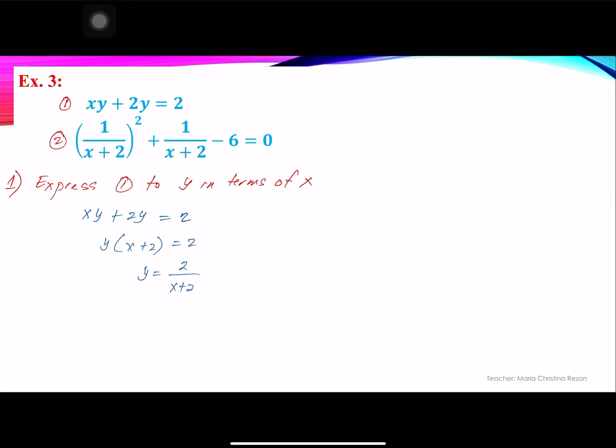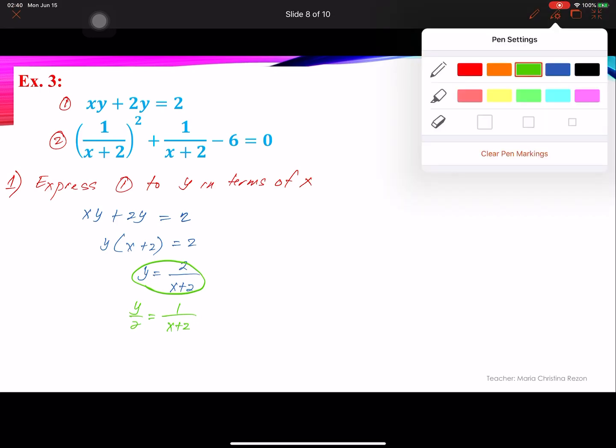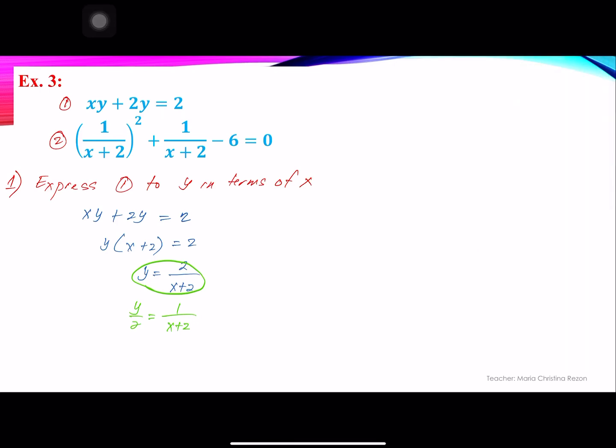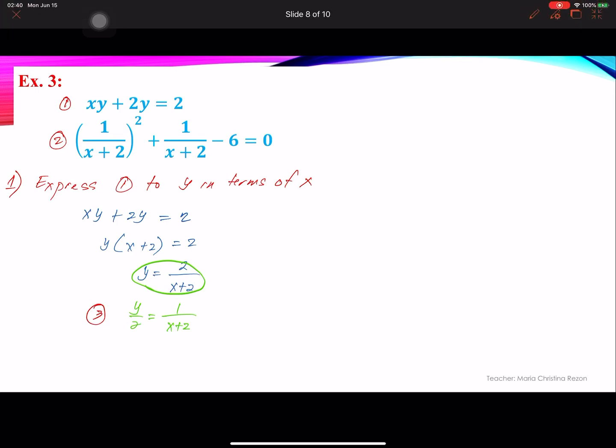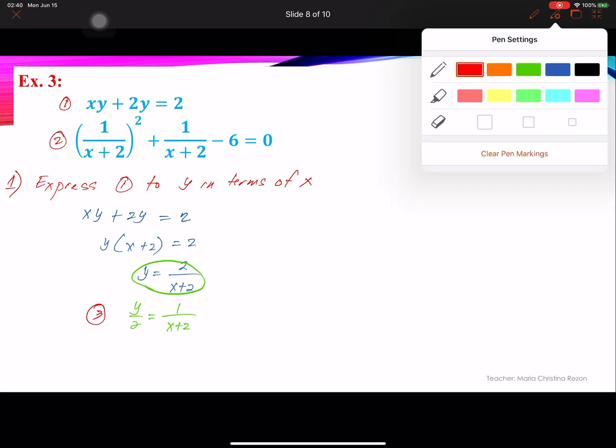You can rewrite this as y over 2 is equal to 1 over x plus 2. And we call this equation our third equation. So this is our third equation. And we can use this because y over 2 is equal to 1 over x plus 2, and our second equation here involves a term that is 1 over x plus 2.